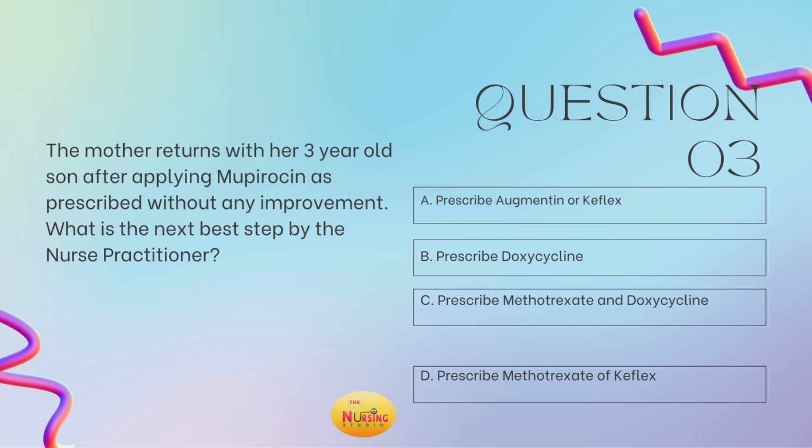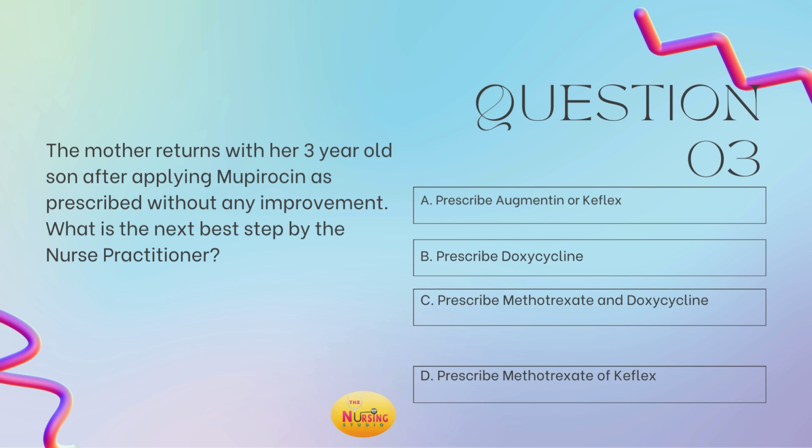All right, so the stem of the question states, what is the next best step by the nurse practitioner? The stem is asking you what is the next thing you should do and what is the best thing you should do. So that means there are common things that we can do. There are different scenarios, but what is the next thing we should do and what is the best one out of those options, right? So what's going on here?